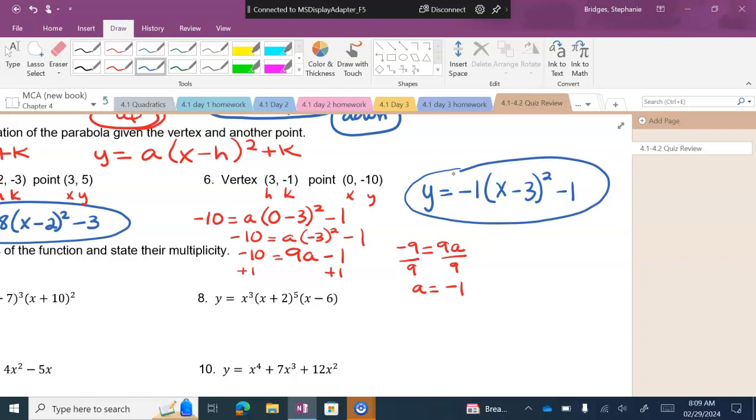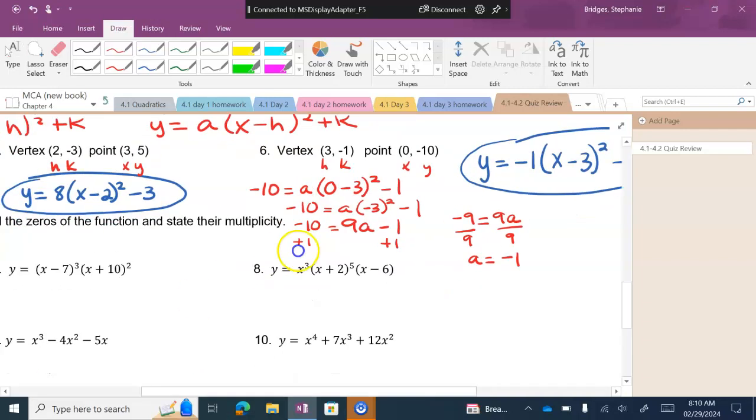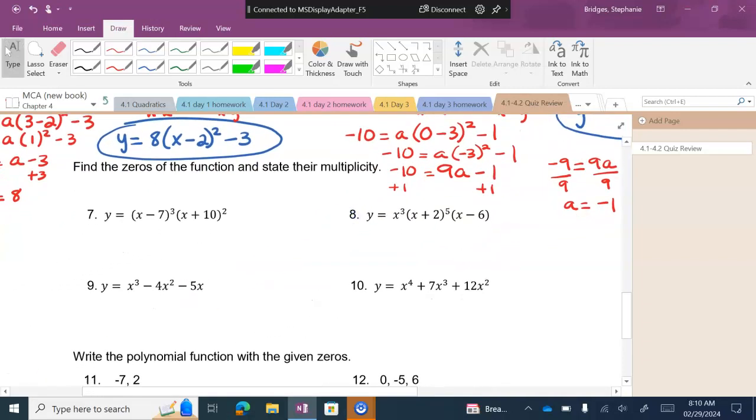Okay. Let's do this. Let's do 7 and 9. Okay? We'll just do a couple of each of these. And then I'll just give you the answers for the others, and you can do those in a minute. Okay, so let's work on 7 and 9 first, the zeros. Sometimes they're factored for you. Remember, the exponents tell us our multiplicity.